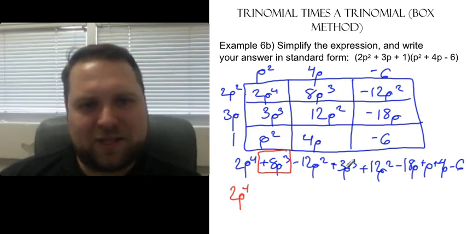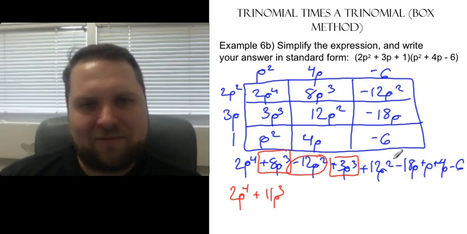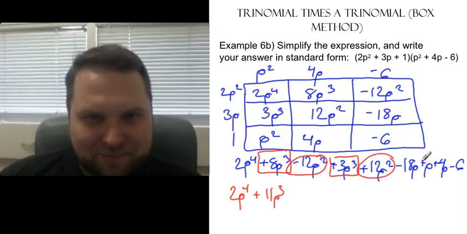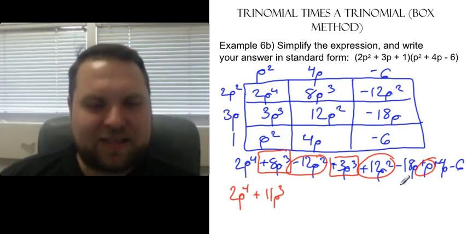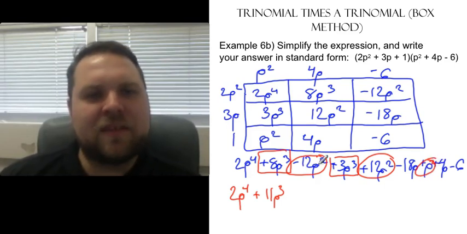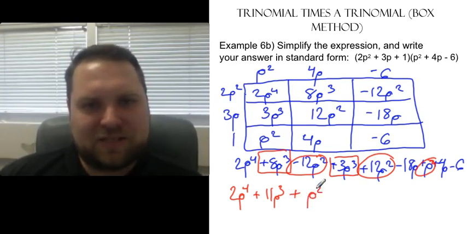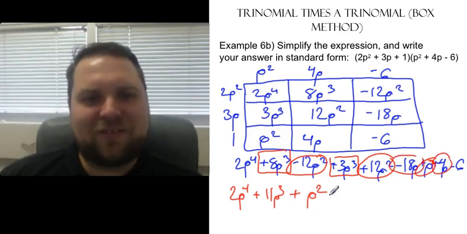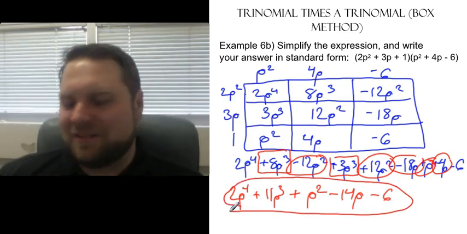For my cubic terms, my third degree, I have there and there, so that's going to be plus 11p cubed. I have 3, count them, 3, that can happen, of my squared terms. There's one right there, that should be a squared, I don't think I wrote that in there. Negative 12 plus 12 is 0, plus 1, so I have plus p squared. Now I have 2 linear terms. Negative 18 plus 4 is minus 14p, and my minus 6. And thank goodness it's in standard form because I don't know how I'd do that otherwise.